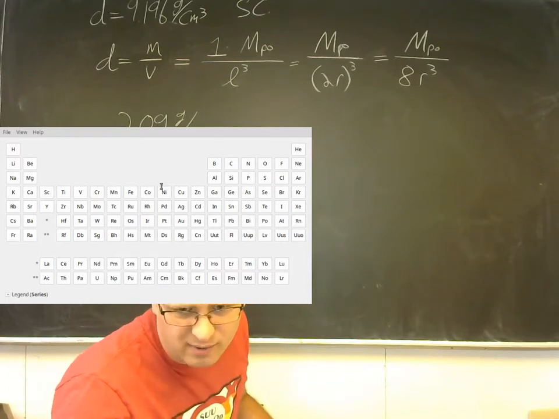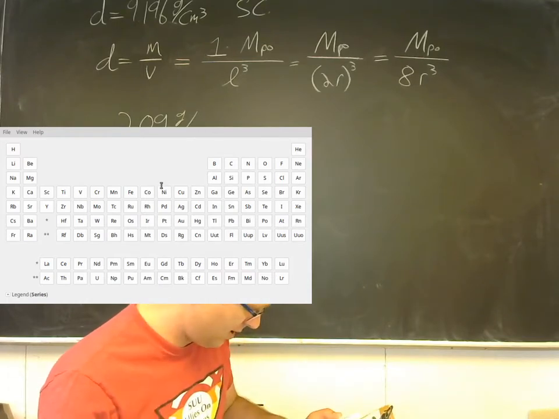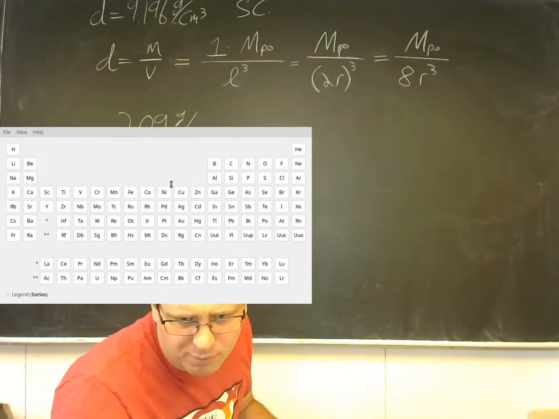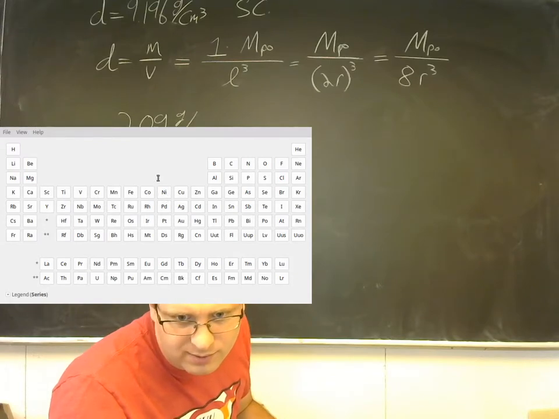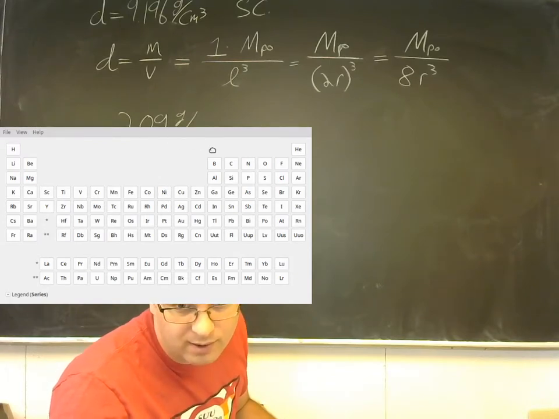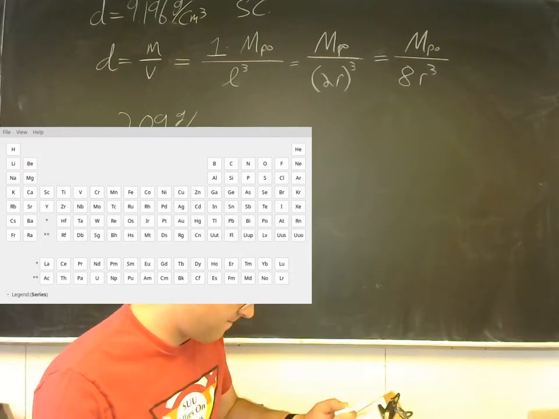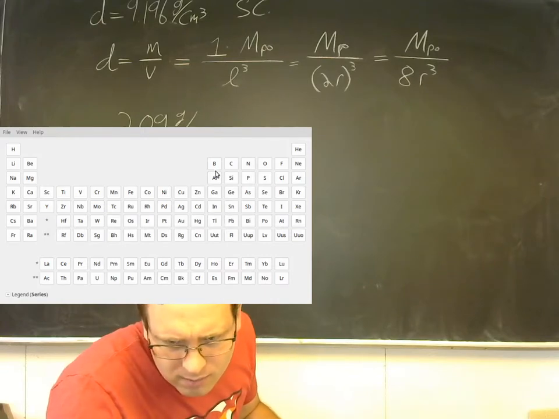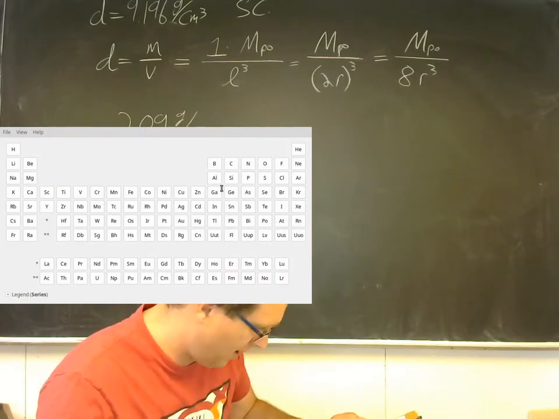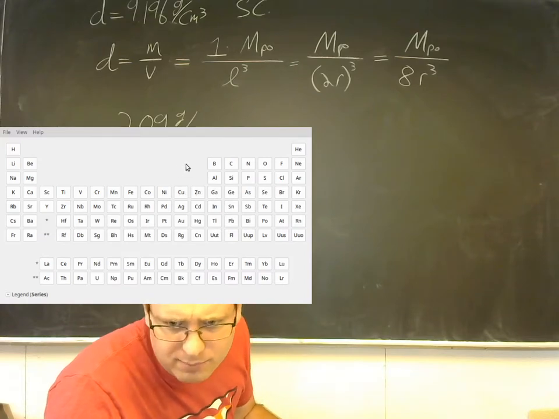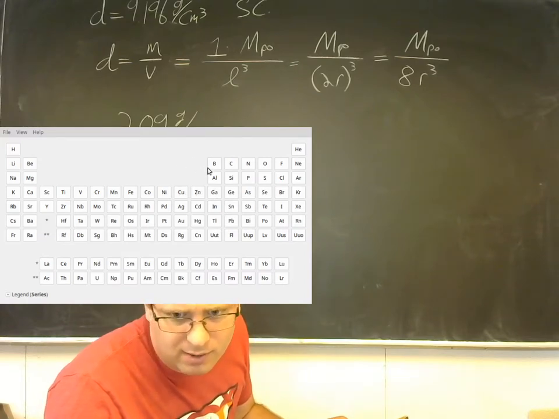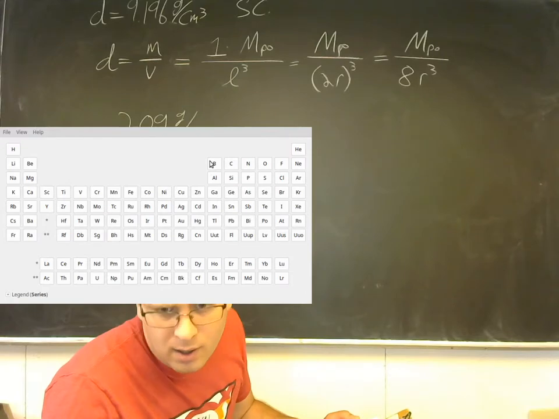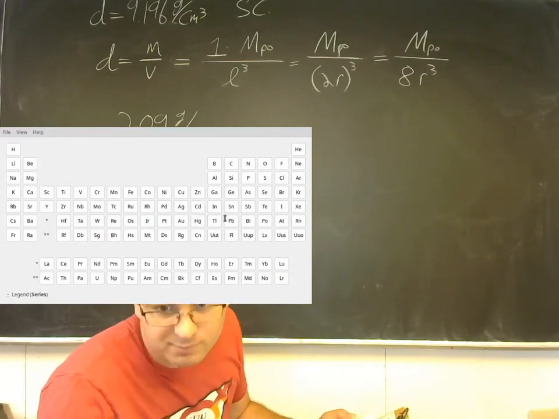It says the atomic radius is 190 picometers. Well, that's not the answer that I have. Interesting. We'll see how that works out. Does it give a density? 9.196 grams per cubic centimeter. And, oh, it's body-centered cubic.